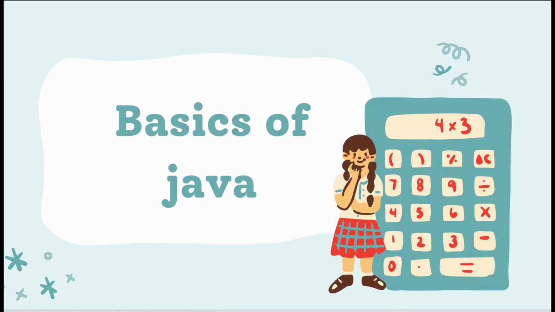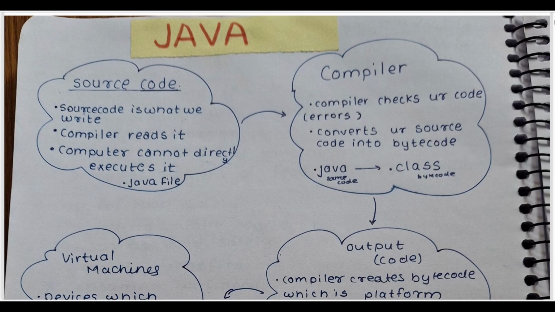Today we are learning basics of Java. Before we write any Java code, let's first understand how Java works behind the scene. Because once you understand the flow, writing code becomes very easy. Now let's understand what is source code. Source code is nothing but the code that we write. We as a programmer write a source code.